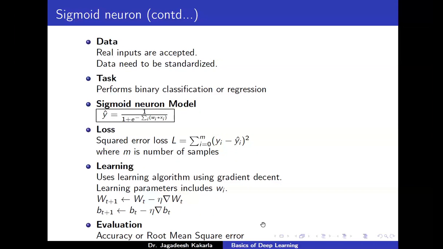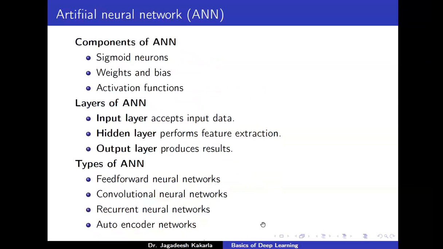Okay, so again we will use the sigmoid neuron here. The loss function is the sum of squared error loss only. The learning algorithm we will use is the gradient descent algorithm. And the evaluation is again the accuracy or the root mean square error.